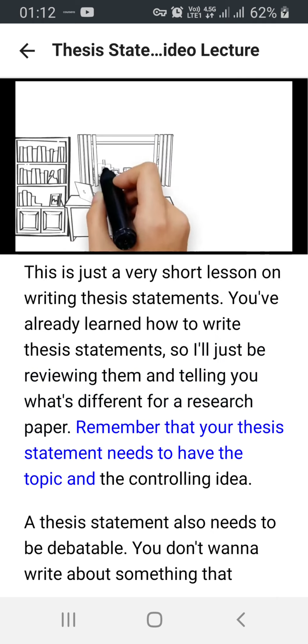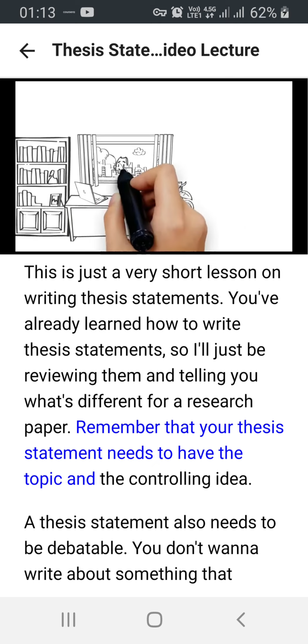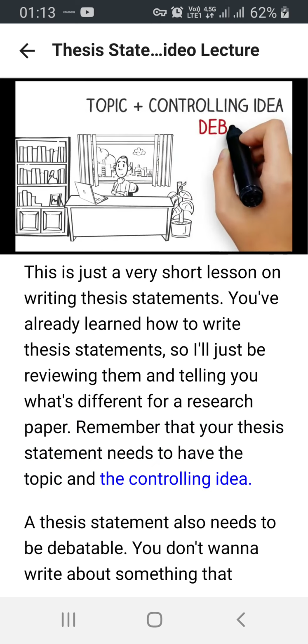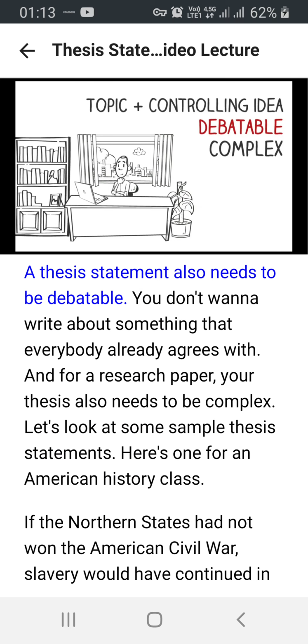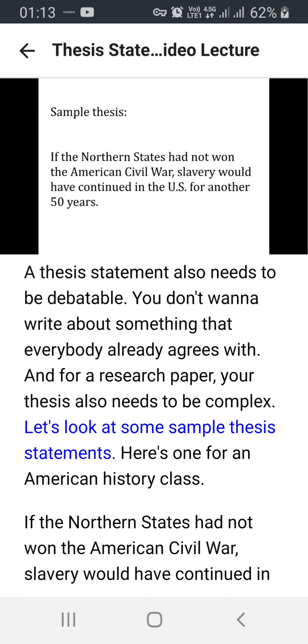Remember that your thesis statement needs to have the topic and the controlling idea. A thesis statement also needs to be debatable. You don't want to write about something that everybody already agrees with. And for a research paper, your thesis also needs to be complex. Let's look at some sample thesis statements.